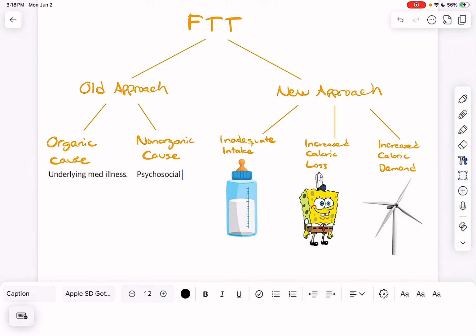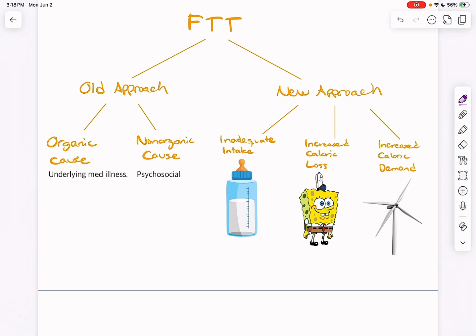But now we have a newer approach to failure to thrive that I think is a lot more helpful for classifying failure to thrive, as well as the differential diagnosis of failure to thrive, which we'll get to in a sec.